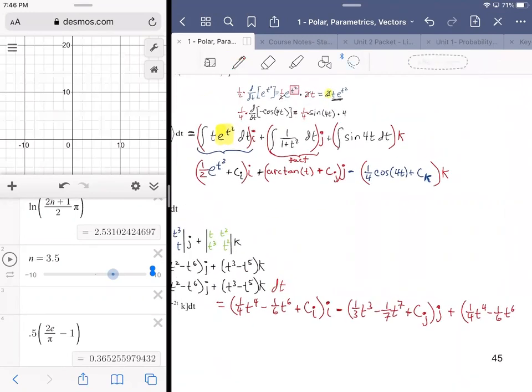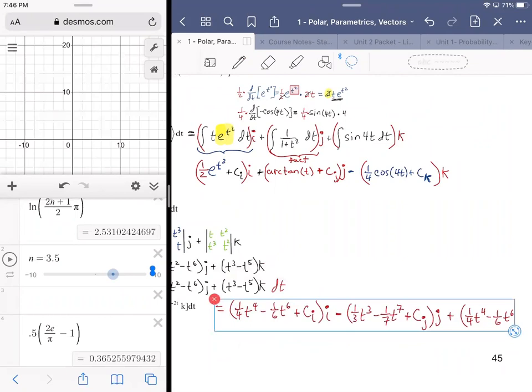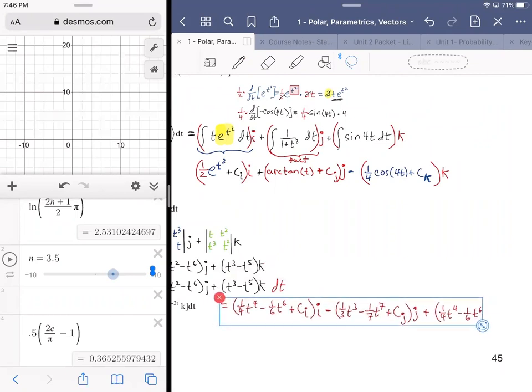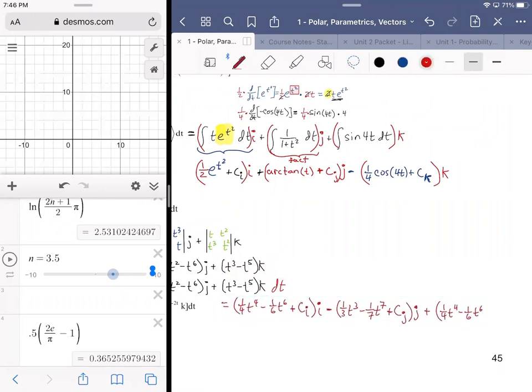I'm going to have to shrink a little bit. So that's going to be plus C sub k. And that's my k coefficient.